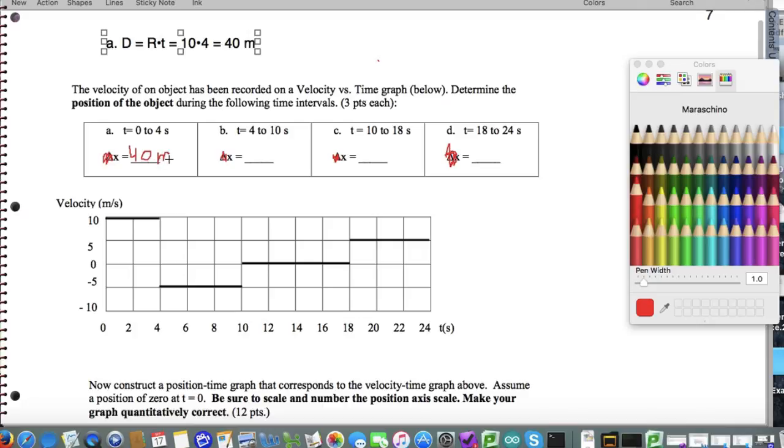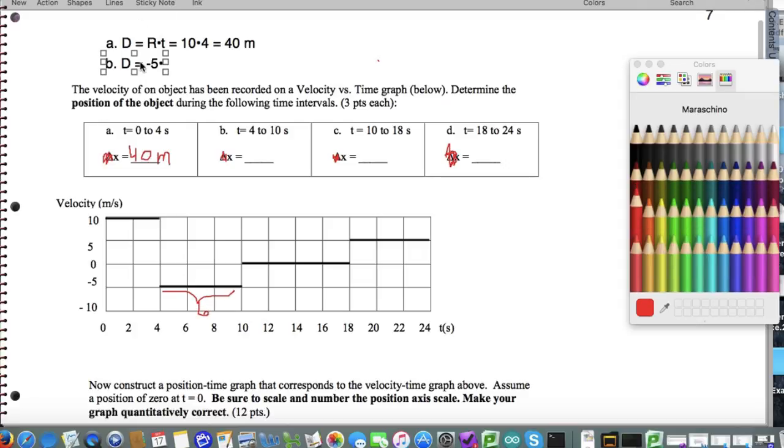Now, what ends up happening in part B is that we end up going backwards. So for part B, again, we have the distance covered is going to be the rate, which is -5, times the time. But we're traveling from 4 to 10 seconds, so we actually cover 6 seconds worth of time here. Or a better way to say it would be that 6 seconds worth of time passes as we reverse course.